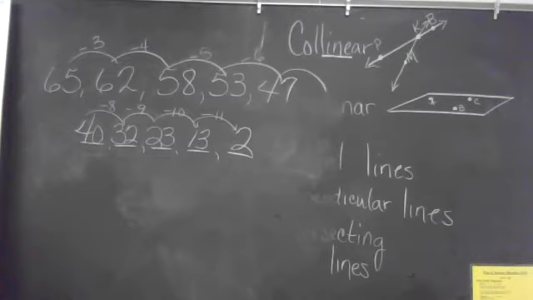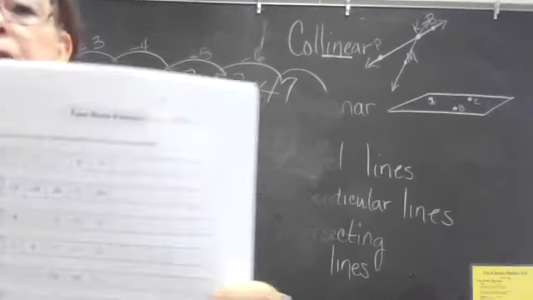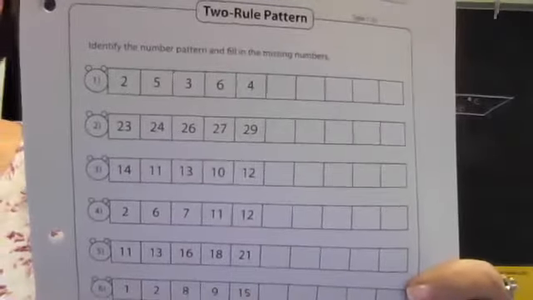Okay, now on this page, they're going to be similar to that. And the next page, I'm pretty sure. Oh, hang on. Now it says the 2 rule pattern. We're on page 5. Let's try some of those. What do they mean by 2 rule? Let's find out.